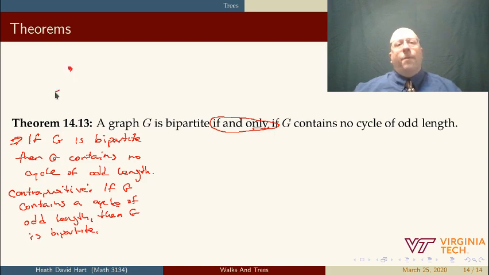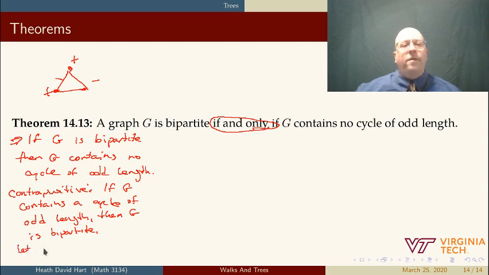Well, here's the problem. If we have a graph that is a cycle of odd length, then one of the edges will have to connect two vertices on the same team. So if G contains a cycle of odd length, then G is not bipartite.